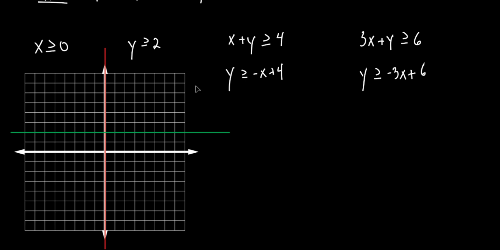Well, we got 2 more to do, right? So we're going to restrict it just a little bit more. So let's graph this one. Let's go blue. Okay, let's graph this one. The y-intercept is 4. 1, 2, 3, 4. Slope is -1, -1, -1. It's probably good right there.